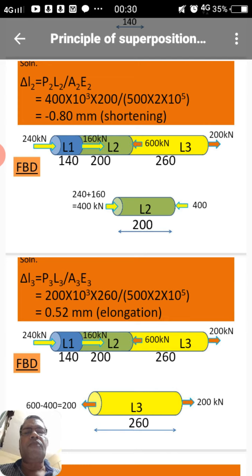Now for the second portion, the deformation delta L2 is P2 L2 by A2 E2. So P2 is here 400 kN compressive. So 400 × 10³ into 200, the length, divided by 500, the area of cross section, into 2 into 10⁵, the E value, and this we get minus 0.8 millimeter, shortening because of compressive force.